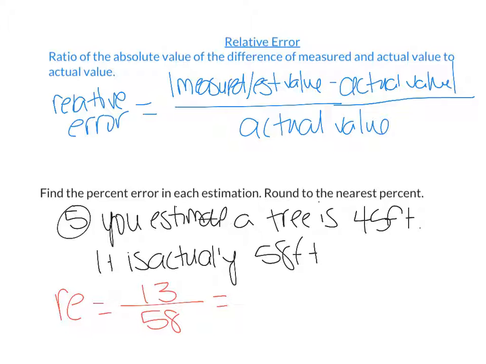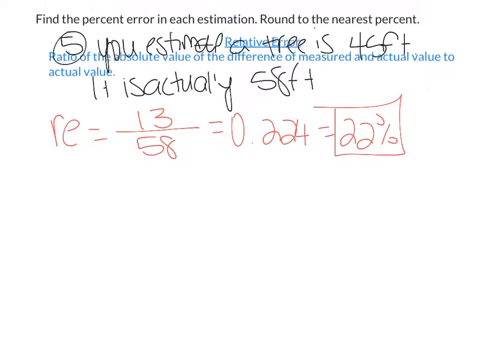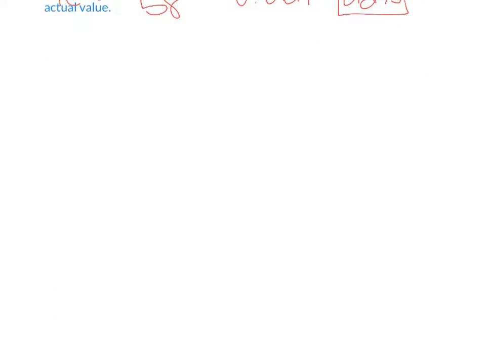And then just like before, if you take 13 divided by 58, you're going to end up with 0.224. It's going to continue on, but we don't want a decimal, we want a percent, so that's going to be 22.4%. That 4 is not quite big enough to kick it up, so we're going to leave it at 22%. Okay, so let's try one more of these.